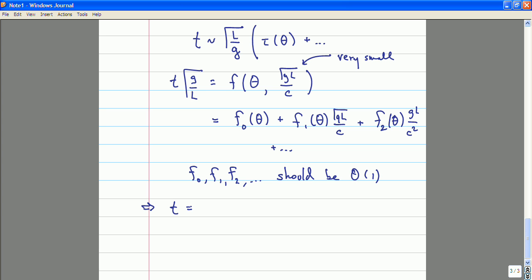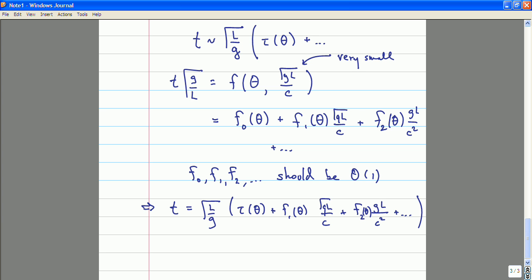including the corrections due to special relativity, should be the square root of L over g times whatever answer you get without including special relativity, plus something of order 1 times root gl over c, plus something of order 1 times root gl over c squared, and so on and so forth. Where f1, f2, and so on are all of order 1. So this tells us the typical size of effects due to special relativity on the motion of a pendulum. And if you like, I encourage you to go ahead and compute numerically the value of root gl over c for your favorite pendulum. It's going to be very small.